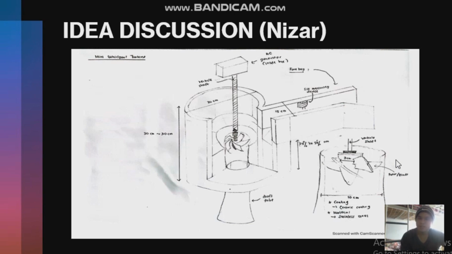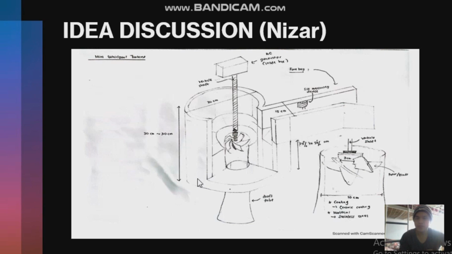For sediment such as small stones, we can increase the gap between the blades of the turbine. So that's the idea.